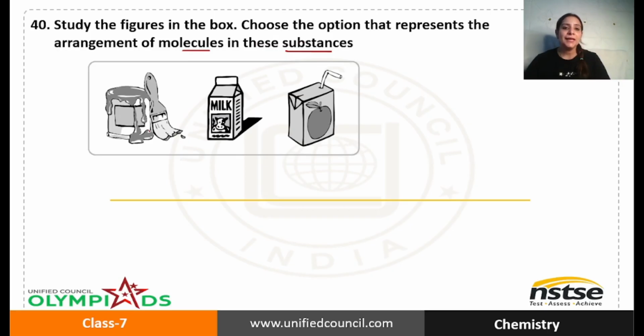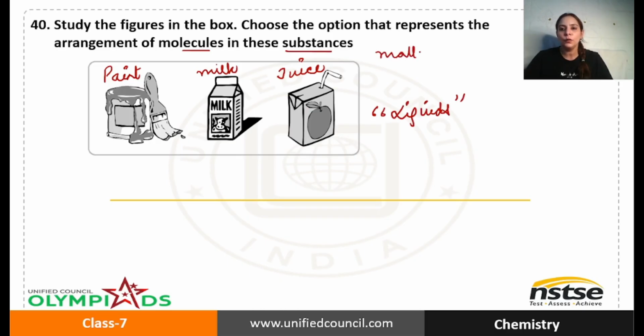Now, these figures indicate paint, milk, and juice. So all three of them are liquids. And we know that when we talk about matter, what is matter basically? Anything that occupies space and has mass is called matter.